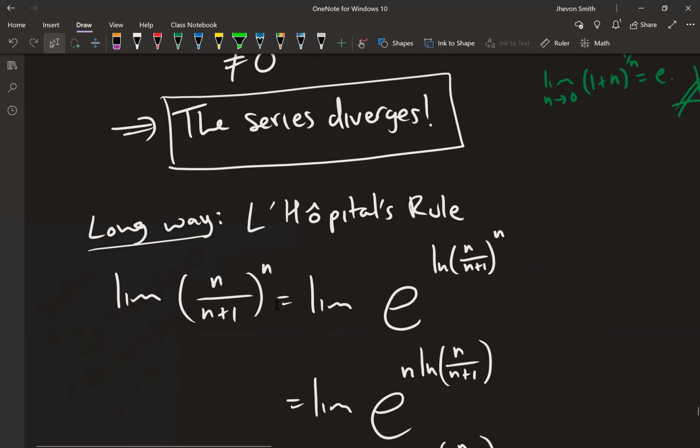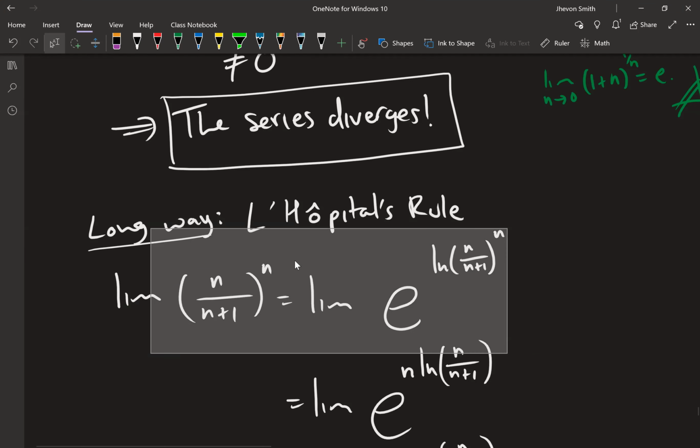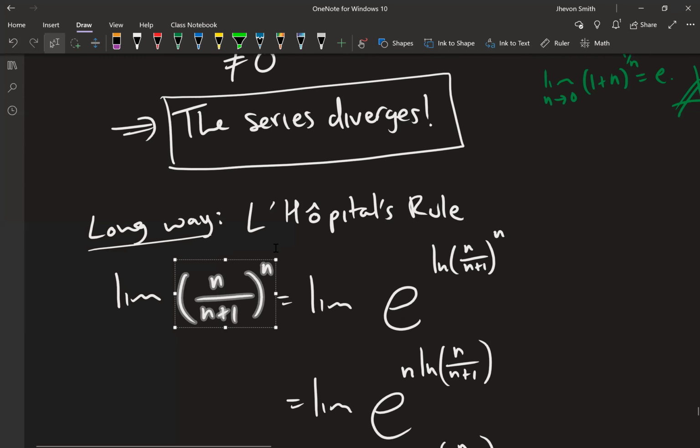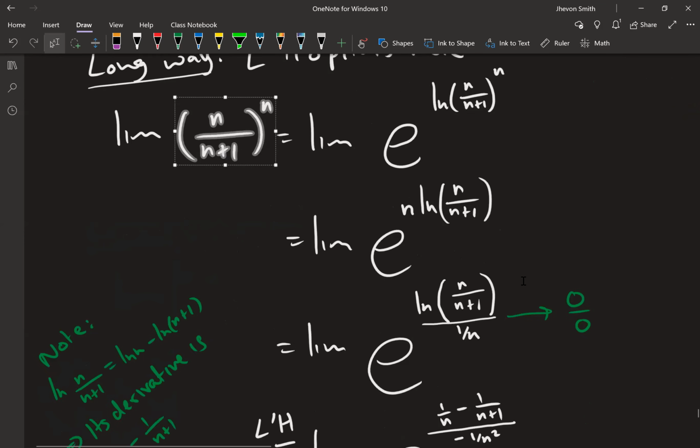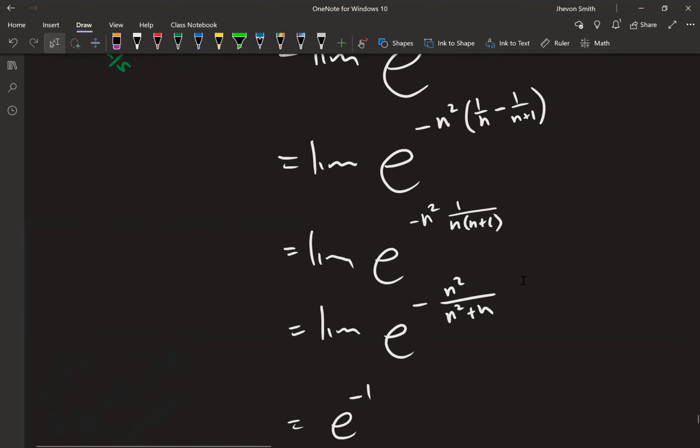So yeah, you'll notice that that limit, if you wanted to do it directly, you have to recognize that it's an indeterminate form. So you have to find a way to get L'Hopital's rule in there. And that is how you would do it.